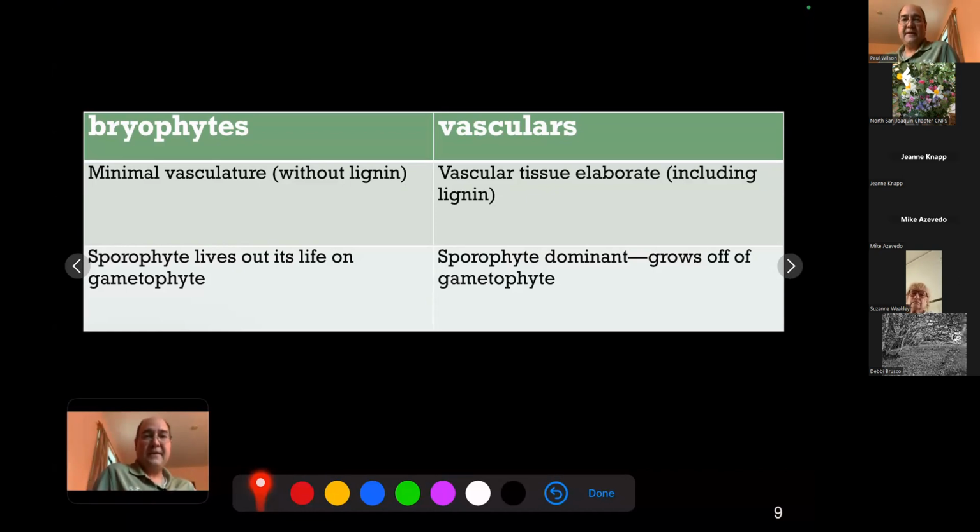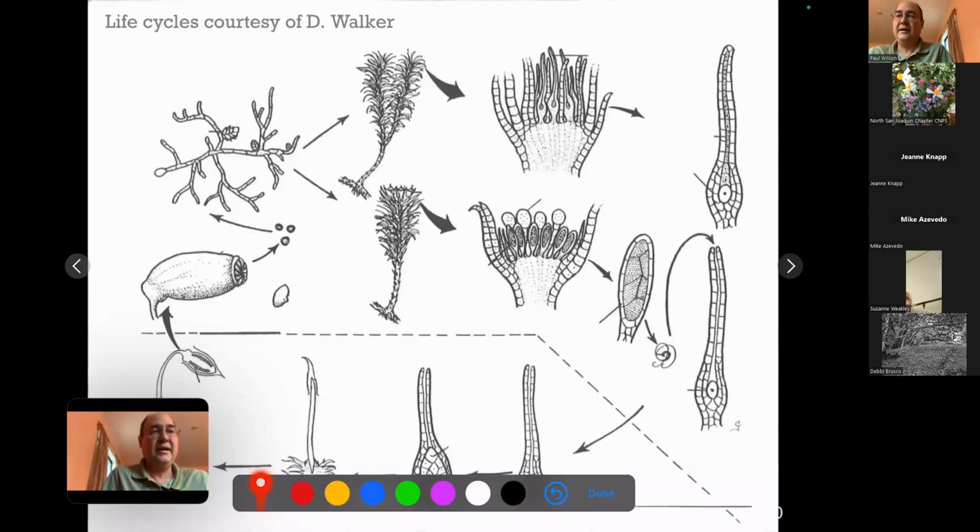In bryophytes, the sporophyte, the part that makes spores, lives out its entire life on the gametophyte, almost like a parasite on its mom. Whereas in vascular plants, the sporophyte is dominant and it grows off of the gametophyte and takes on a life of its own. So there's some pretty big biological differences between vascular plants and the other land plants. And we can keep on building this table out. Let's go to those life cycles.